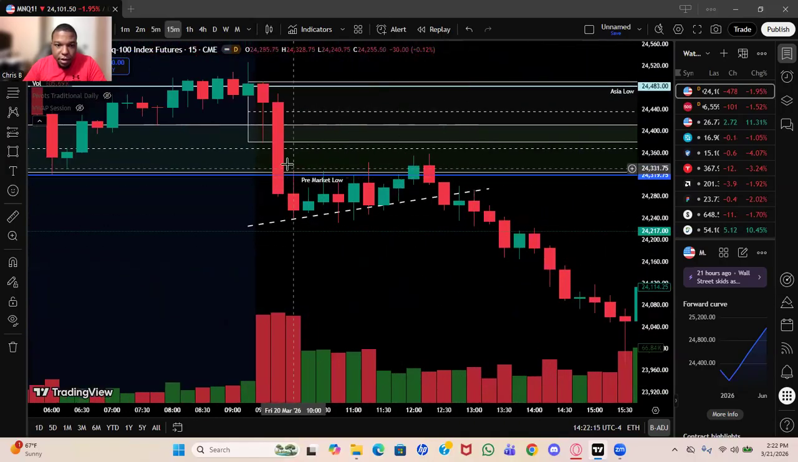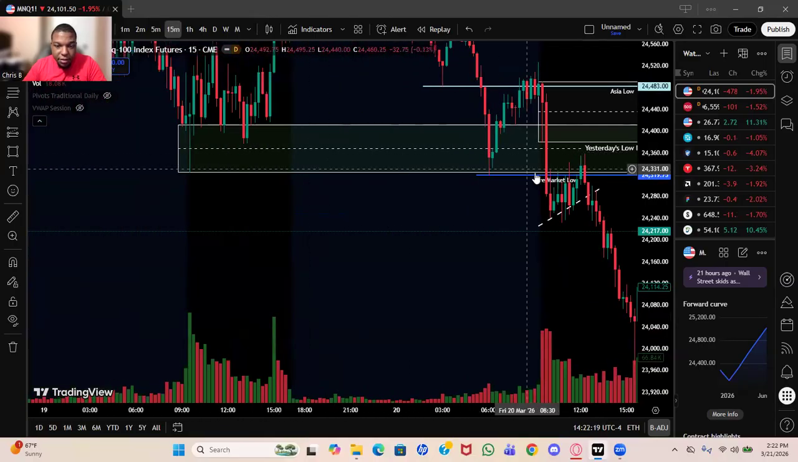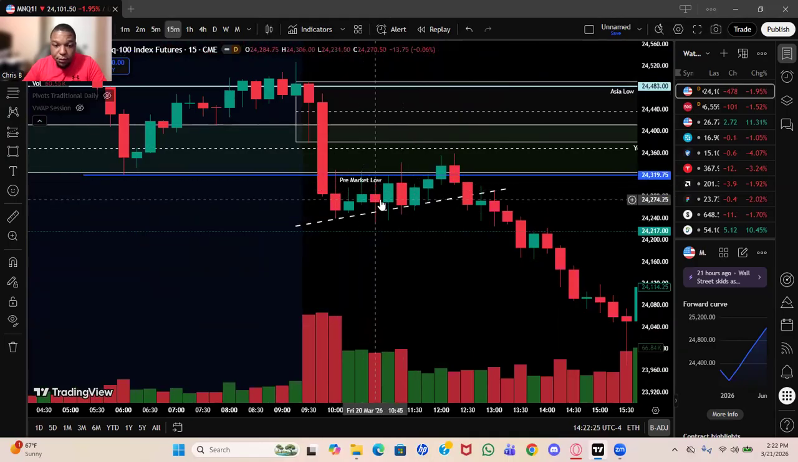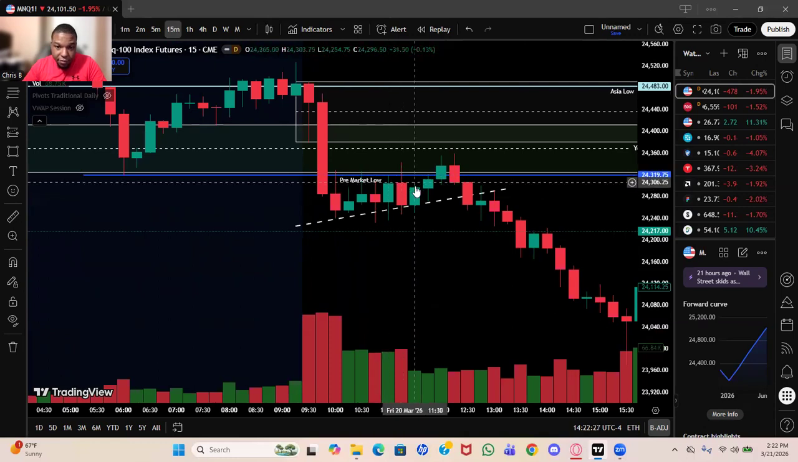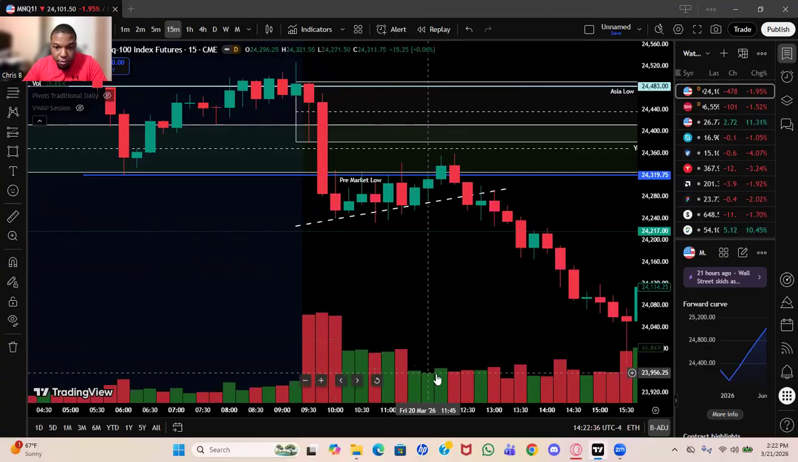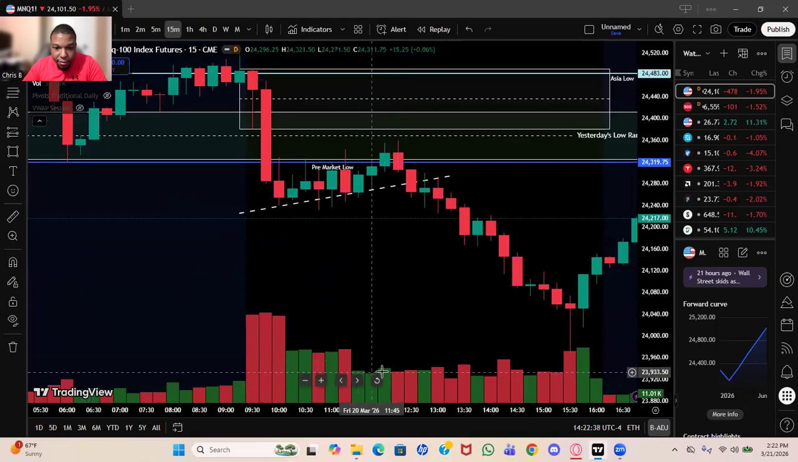So what do we do here? This area of support, the pre-market low and yesterday's low, is now resistance because we kept rejecting it. Boom. If bulls wanted to take us up, they would have, but bulls were not here. So I had every reason to stay bearish until bulls stepped in. But as you can see, bulls never stepped in. It was all low volume after that.